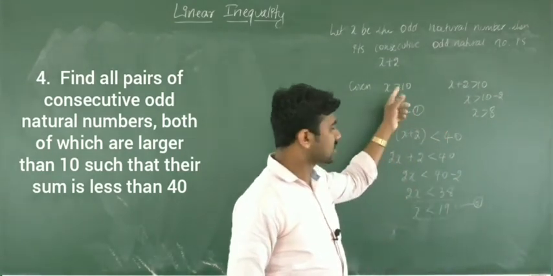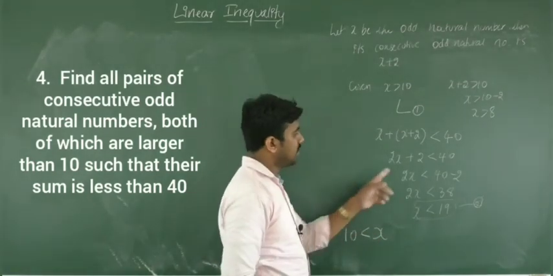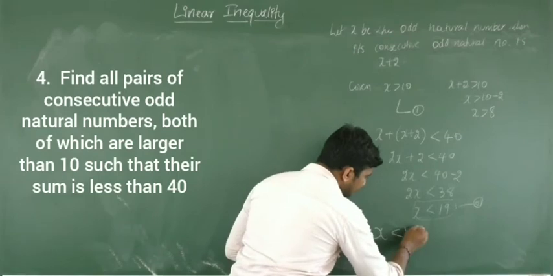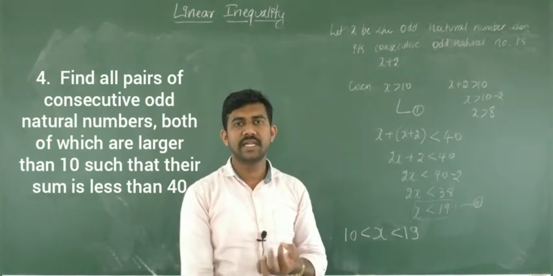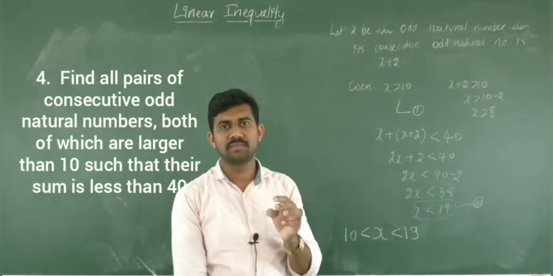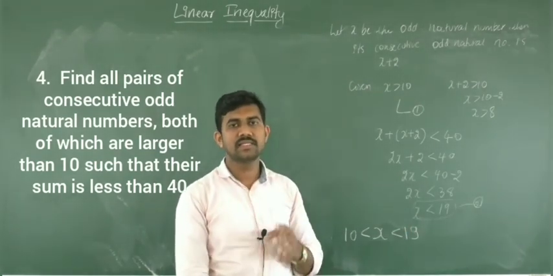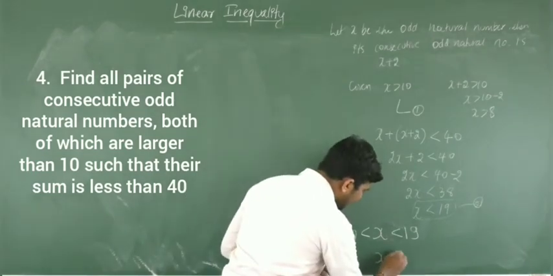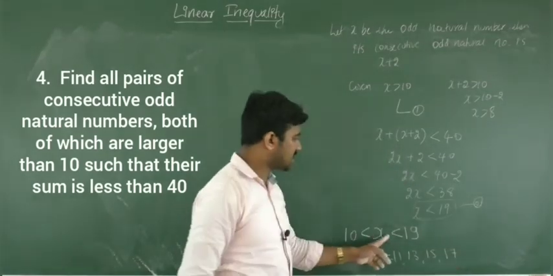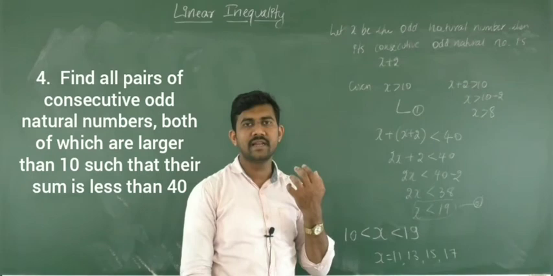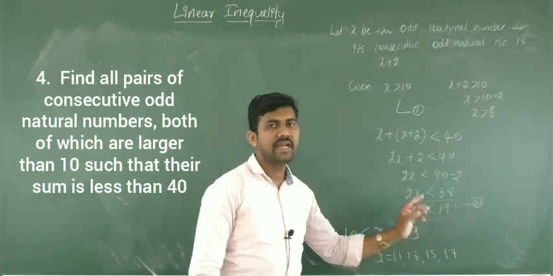See, x is greater than 10 and less than 19. You can write a double inequality for the condition of x: x is greater than 10 and less than 19. x is an odd natural number. So what are the odd natural numbers we will get between 10 and 19? x can take the values 11, 13, 15, 17, only 4. Because x is not equal to 19, x is strictly less than 19. So the odd natural numbers between 10 and 19 are 11, 13, 15 and 17.